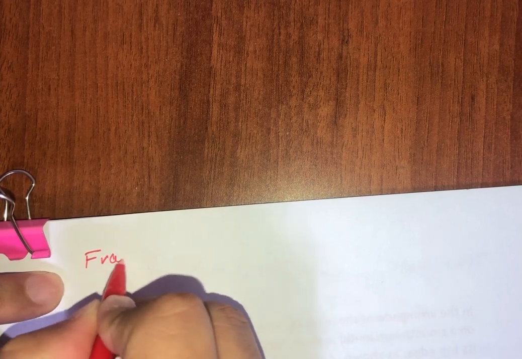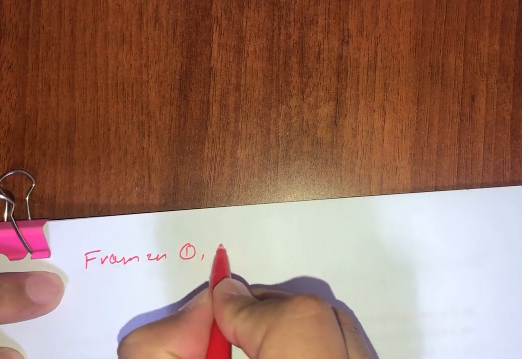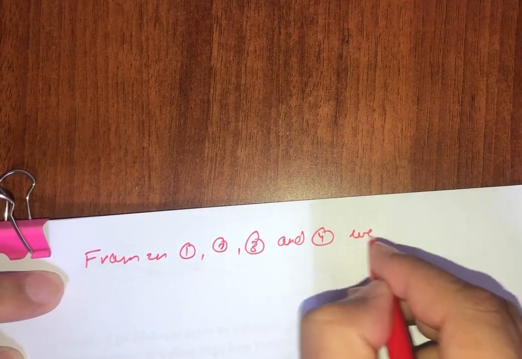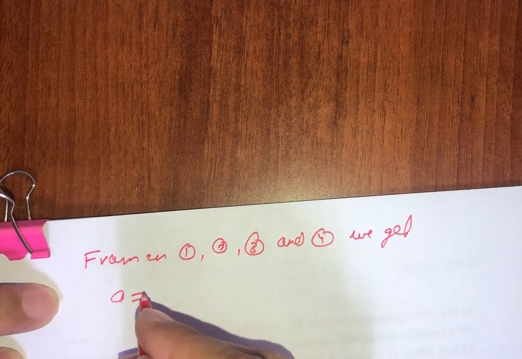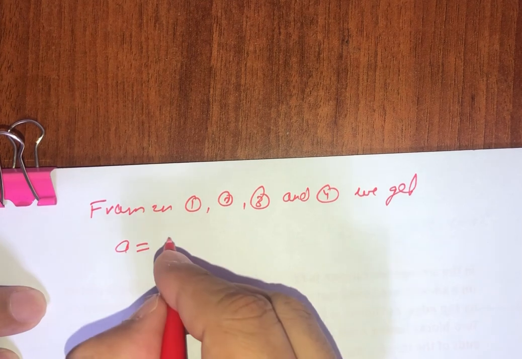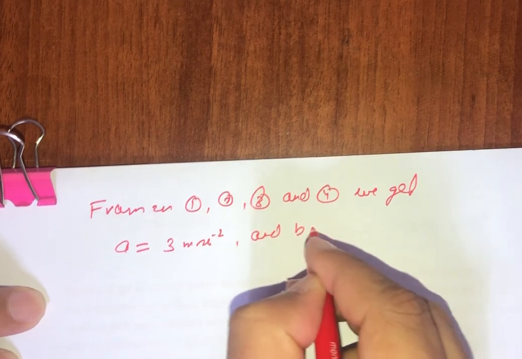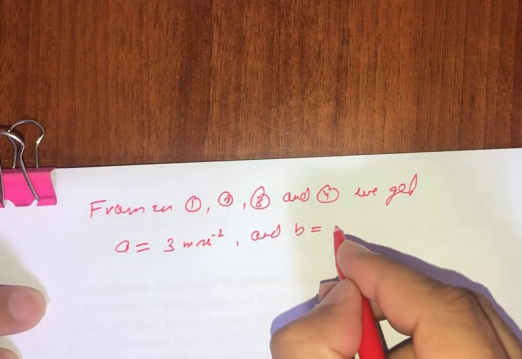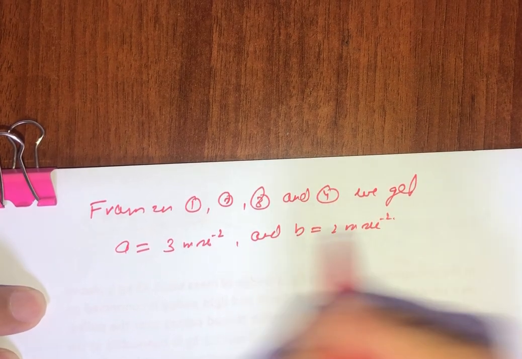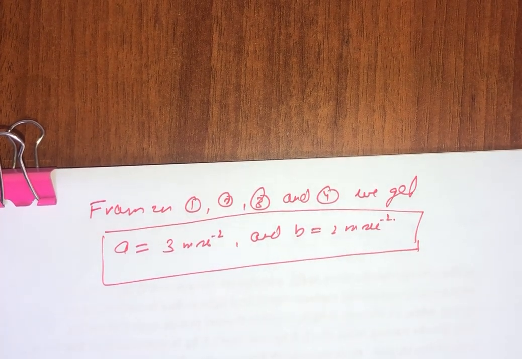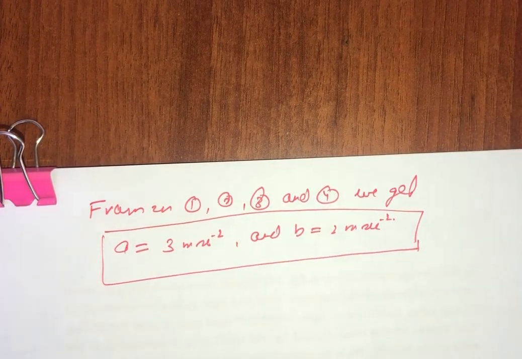Next, we are going to solve these 4 equations. From equations 1, 2, 3 and 4, we get A is equal to 3 meter per second square and B is equal to 2 meter per second square. So these are the respective accelerations of mass M1 and the wedge. Okay.